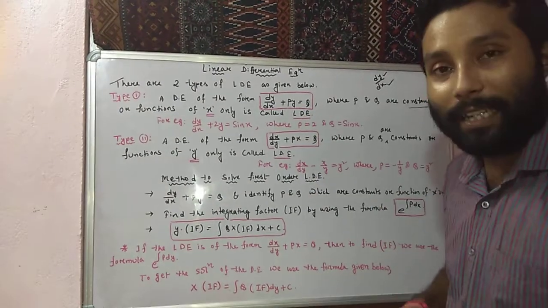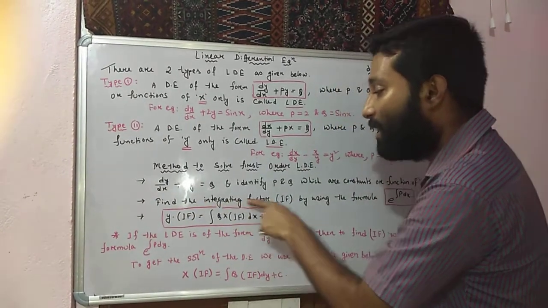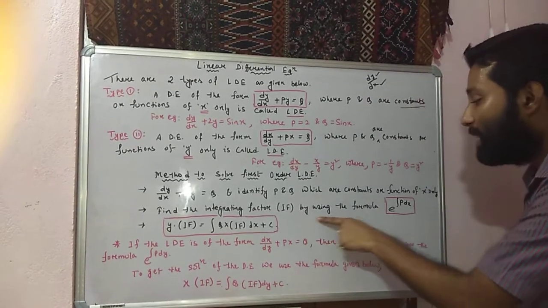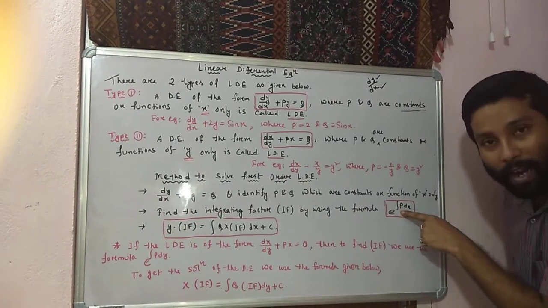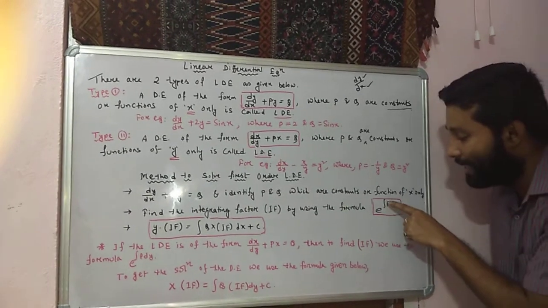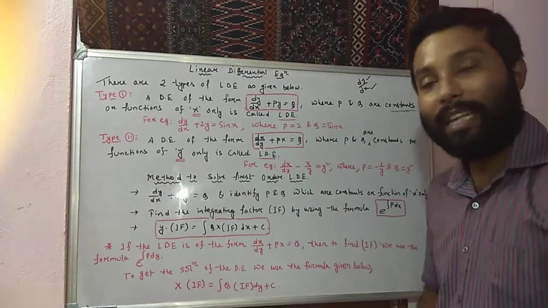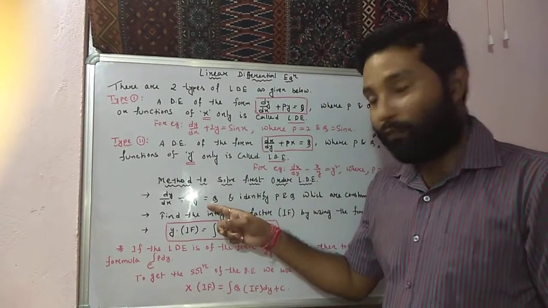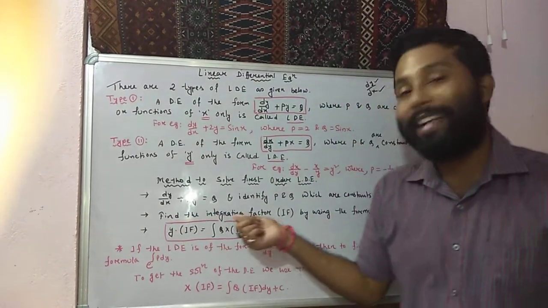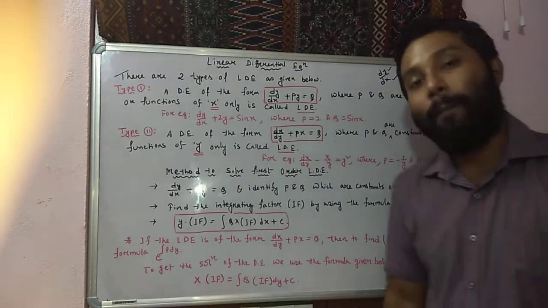I have already told you this. Okay, the second step is to find the integrating factor, in short form I.F., by using the formula e to the power integration p dx. e to the power integration p dx. This is the formula for integrating factor. Okay, arrange in the standard form, after that identify the values of p and q. After that you have to find the integrating factor by using this formula e to the power integration p dx.